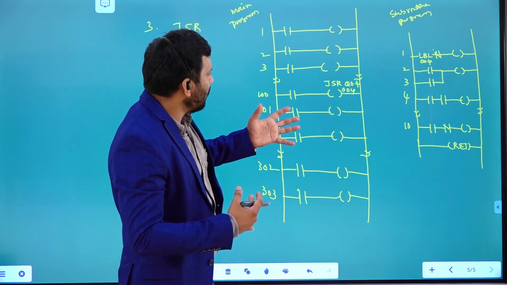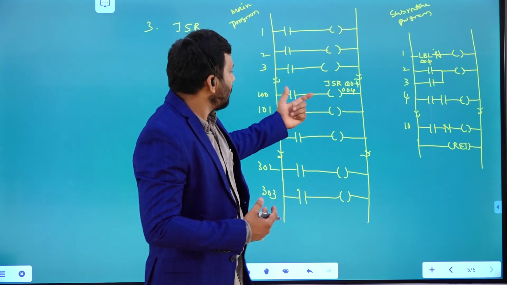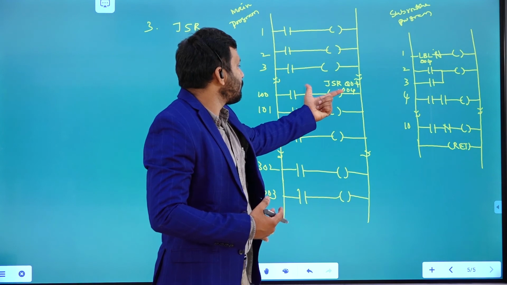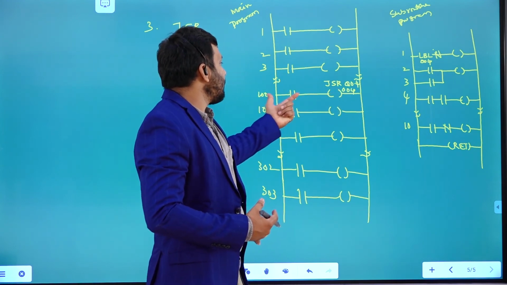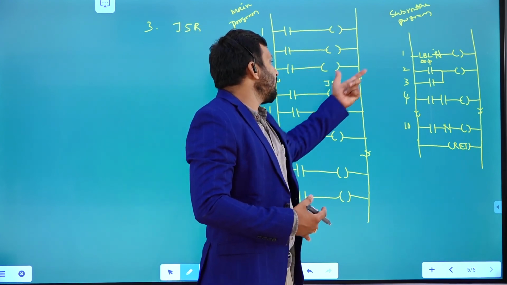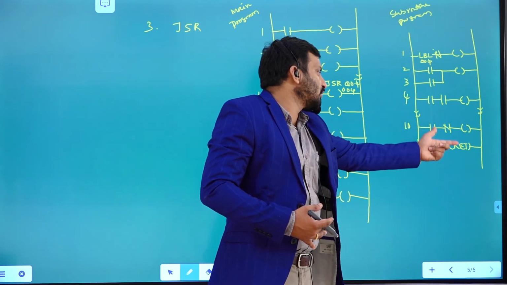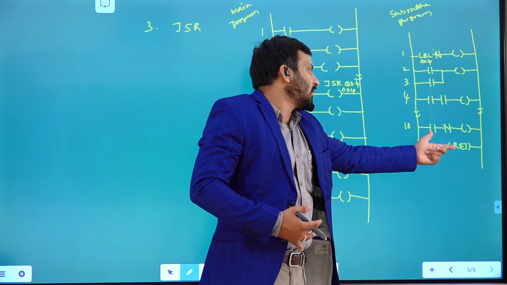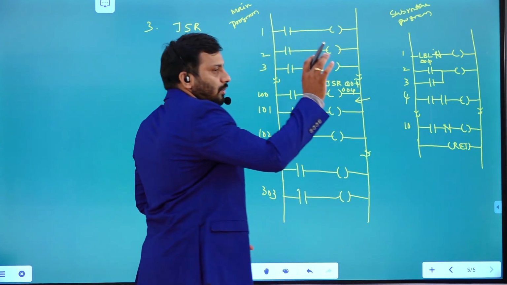Where I required means here I introduce the jump subroutine instruction. So this particular one is the jump subroutine rung. Whenever the input is high, this particular output is high. Whenever this output is high, it is going to jump to this particular subroutine program. After completion of execution of this subroutine program, it is going to return back to here. It's going to work like this.